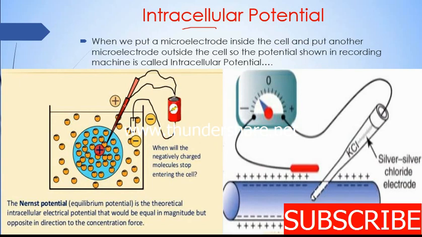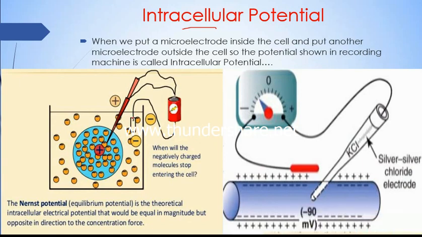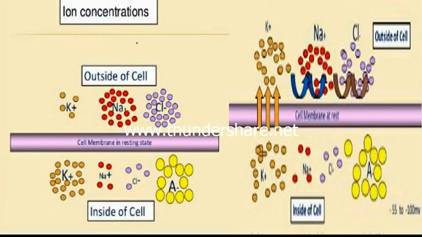In this picture you can again see we have put an electrode to the inside of the cell and another electrode to the outside of the cell, and this machine is recording some electrical potential. So this electrical potential is called intracellular potential. And then you can see in this picture the ion concentration outside of the cells and inside of the cells. You can easily see that on the outside of the cells there is a low amount of potassium and a high amount of sodium, and also a high amount of what? Chlorine. You can easily say sodium and chlorine are high on the outside of the cell, or in the extracellular matrix.